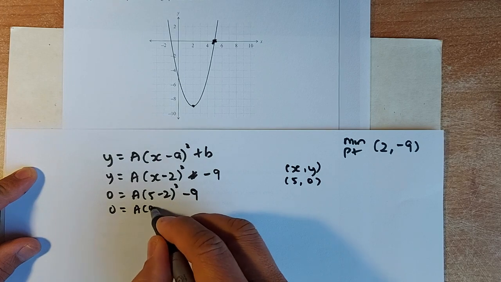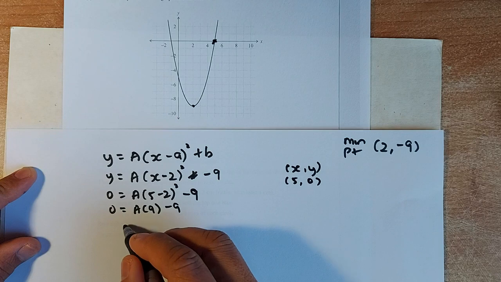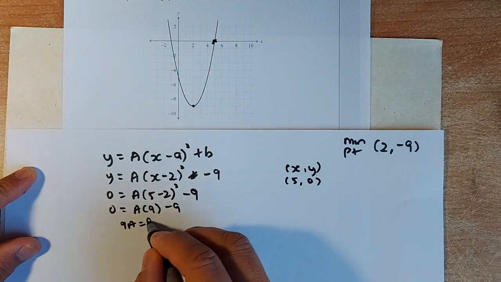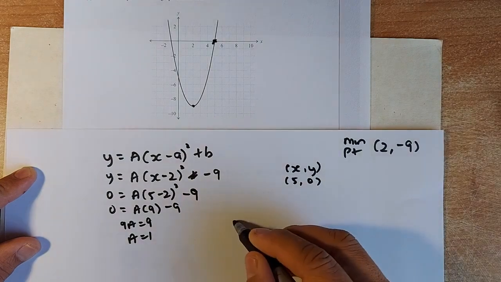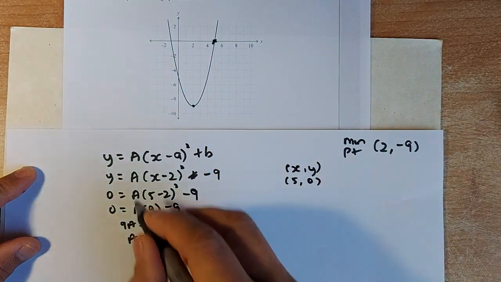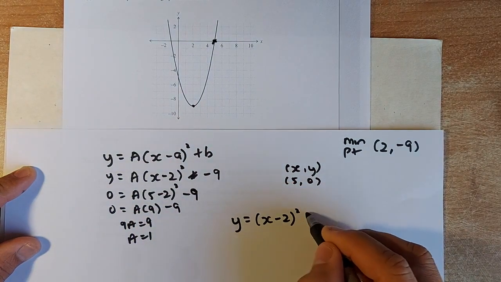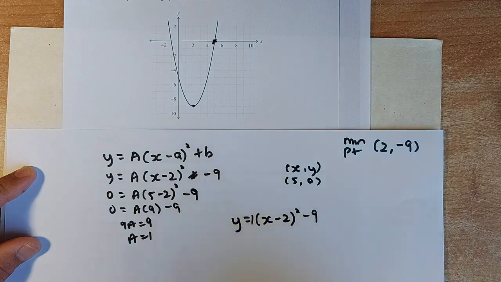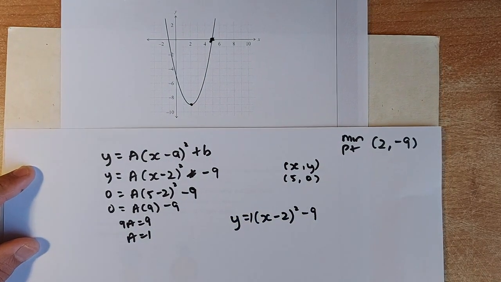So 9a minus 9. If you use your algebra, bring the 9 over. So 9a equals 9, and your a equals 1. So your equation is y equals, now you substitute your 1 into that equation. So y equals 1(x - 2)² - 9, and your a was 1, and that is the equation of the graph. Okay.